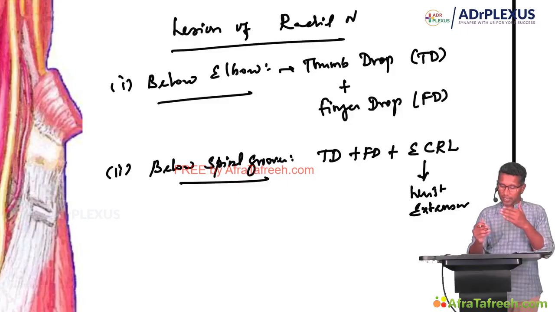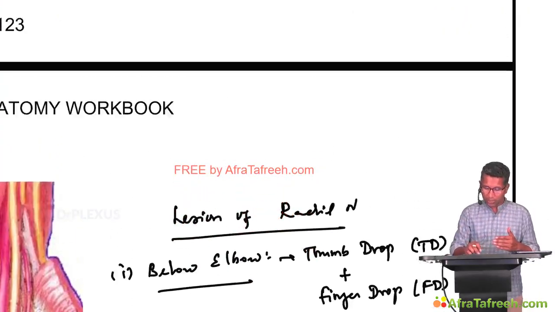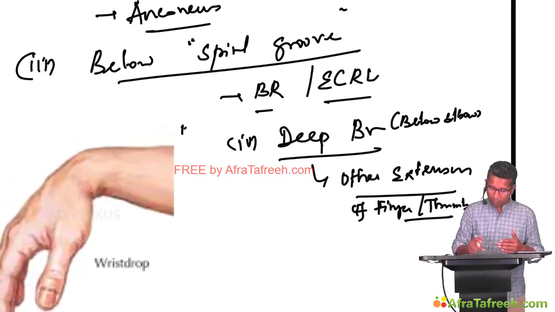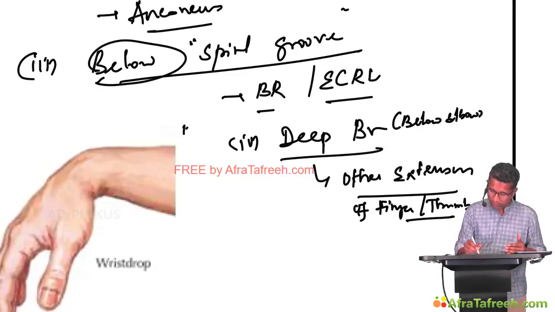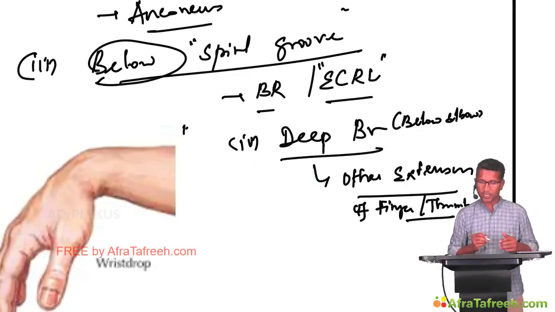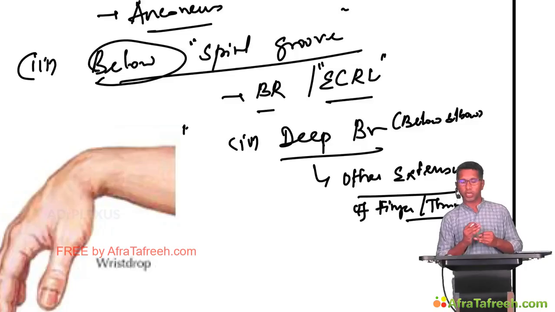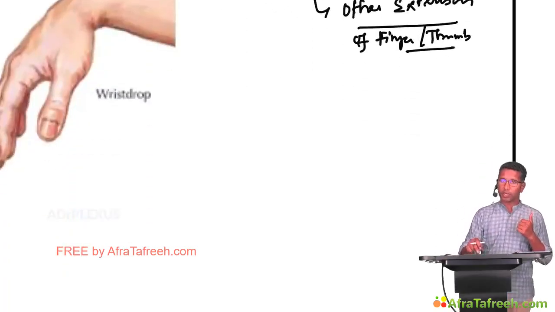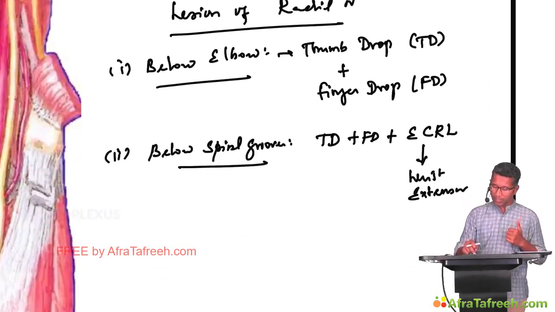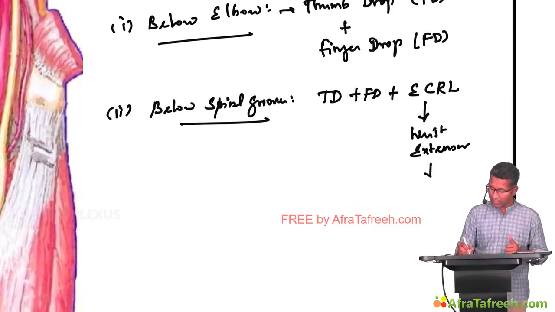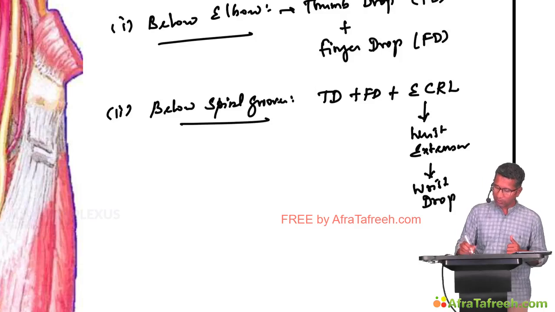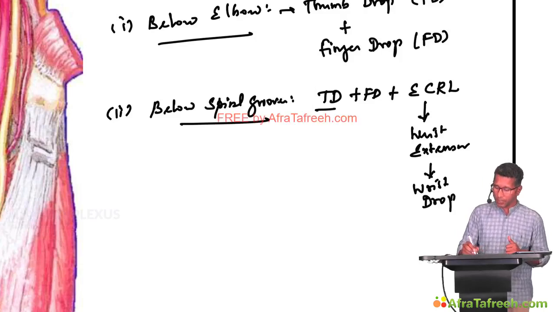So when the radial nerve gets injured below the level of spiral groove, see here, what is the muscle that is supplied by the radial nerve? It is ECRL, that is extensor carpi radialis longus. When extensor carpi radialis longus doesn't work, it results in wrist extensor failure, so that results in wrist drop also. So this patient will have thumb drop, finger drop, and in addition, wrist drop.